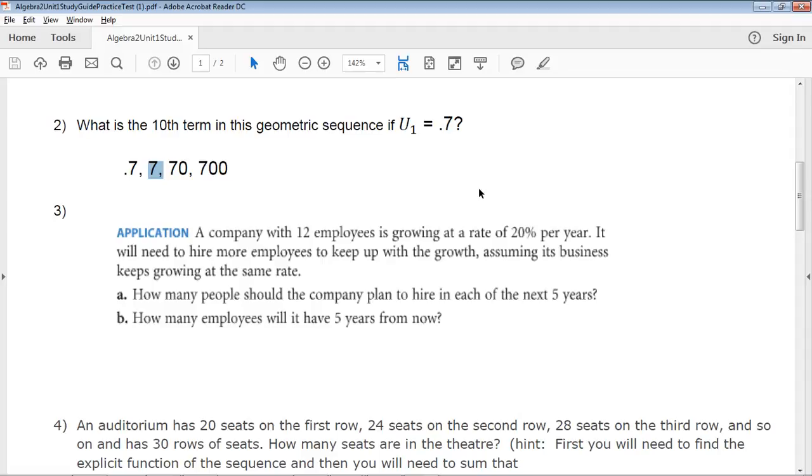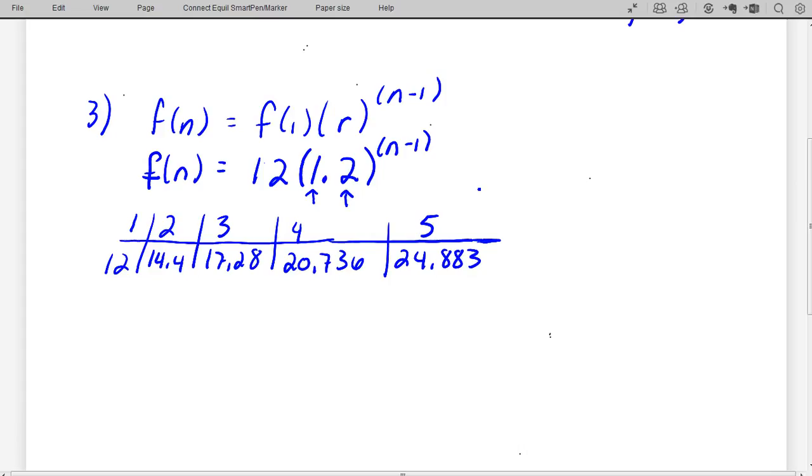There's your table. How many people should the company plan to hire in each of the next 5 years? So then you're going to have to go back. The second year, obviously, you just subtract. It's going to be 2.4 employees. I know it doesn't make sense when you're dealing with actual number of people. You could round that up to 3 if you wanted to, as long as you explained what you were doing.